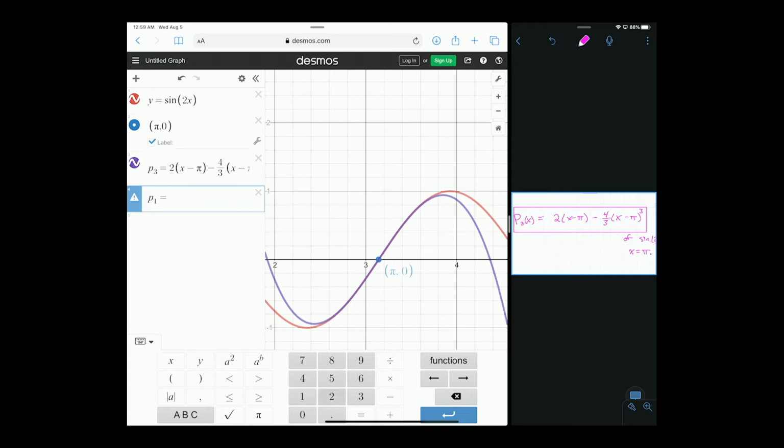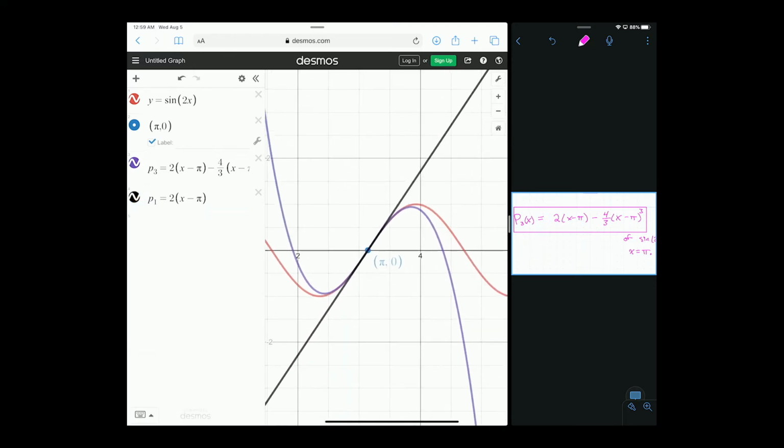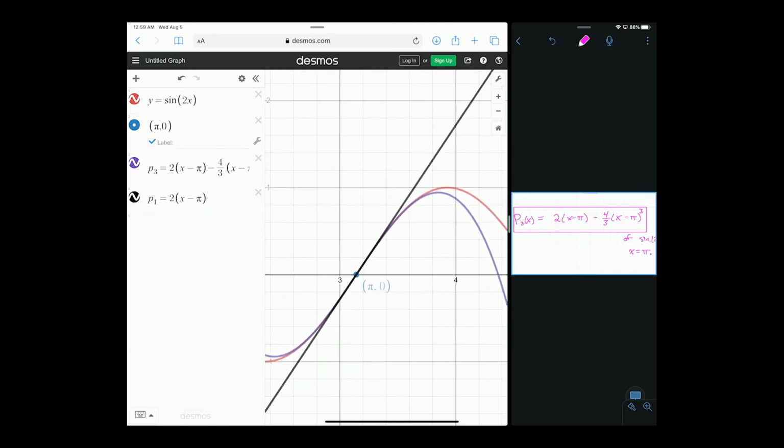So like P1 was just 2x minus pi. I didn't have the x. 2x minus pi. Close. All right. So like think about it. Look at those 3 graphs, right? So the red graph is the original function. The black graph is the linear approximation, and it is close, right? Like if you're close by to pi in a section here, the black curve follows the red curve pretty well.